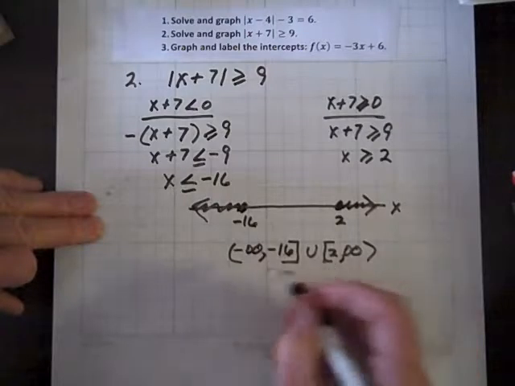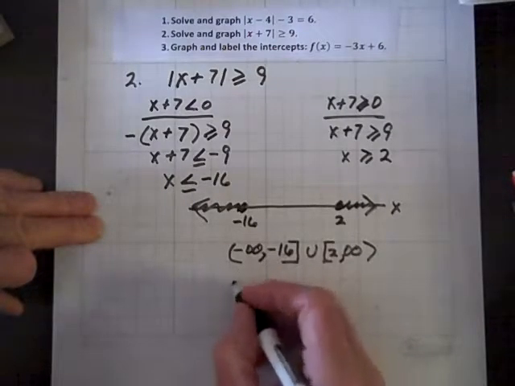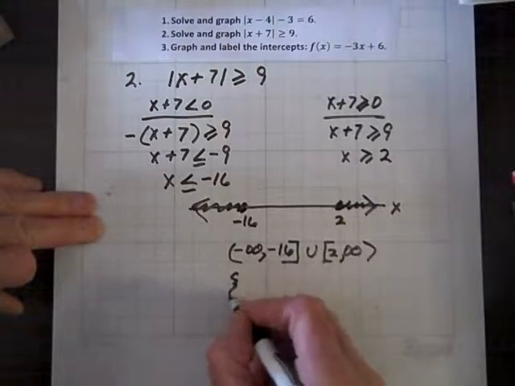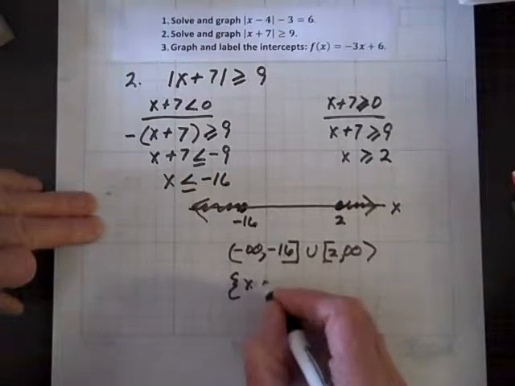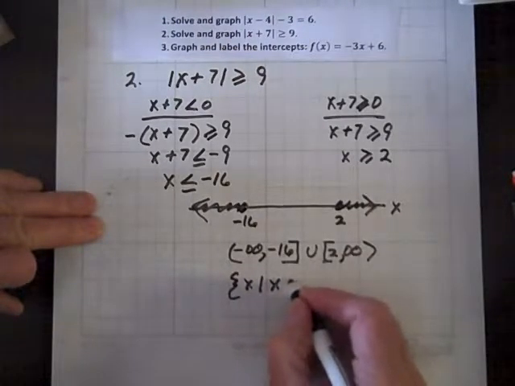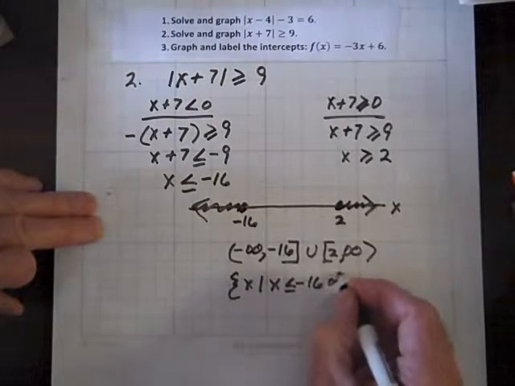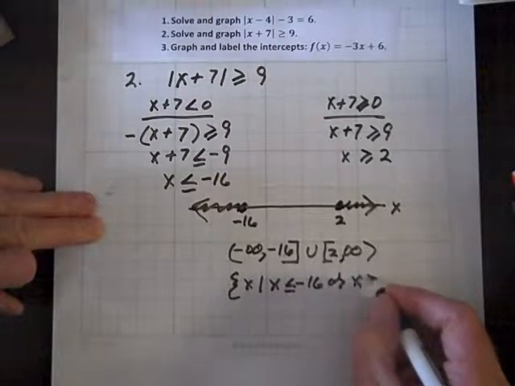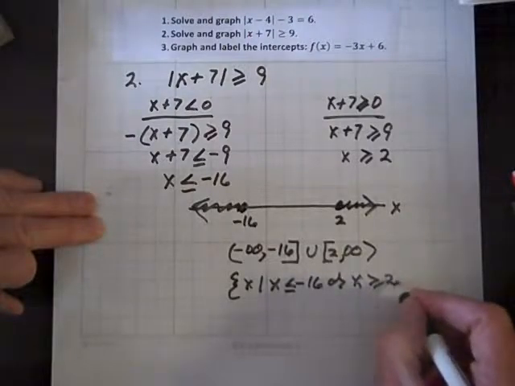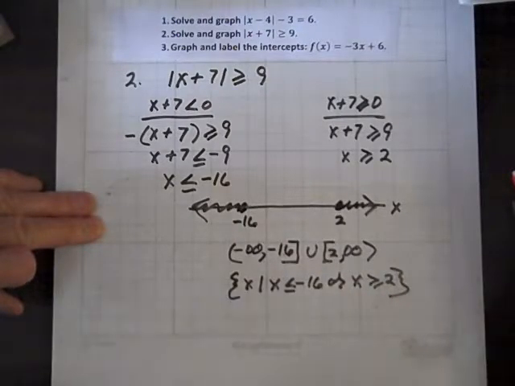And if we were going to do set builder notation, just in case this pops up, that would be the set of x such that x is less than or equal to negative 16 or x is greater than or equal to 2. And we're done with that.